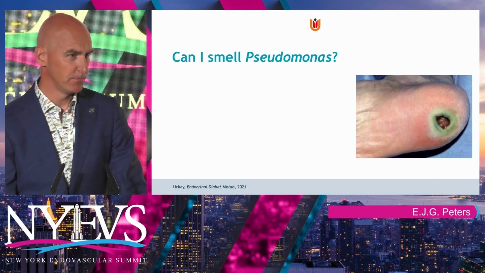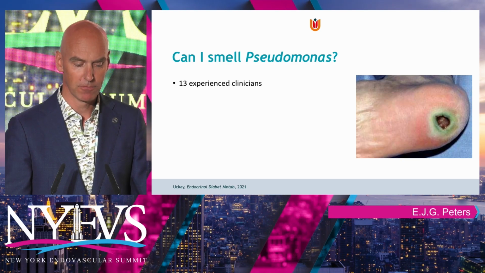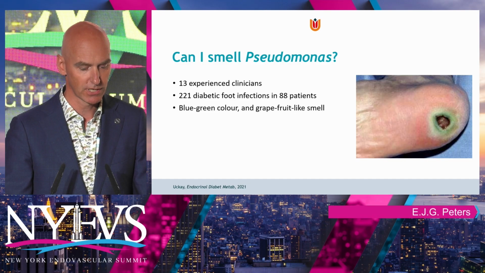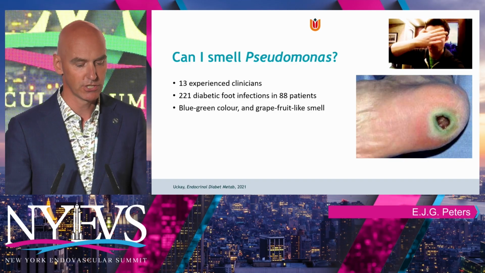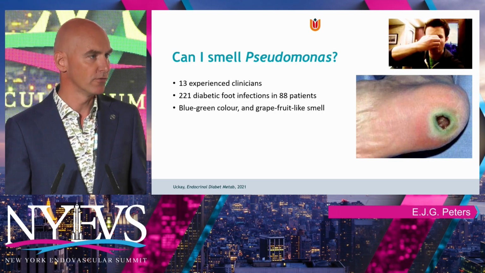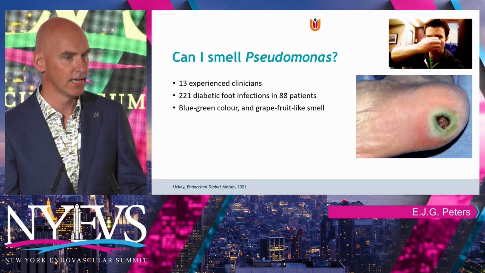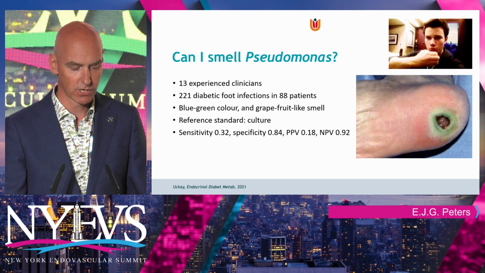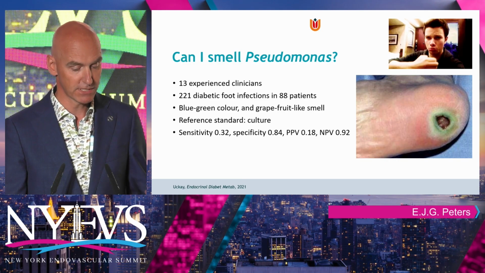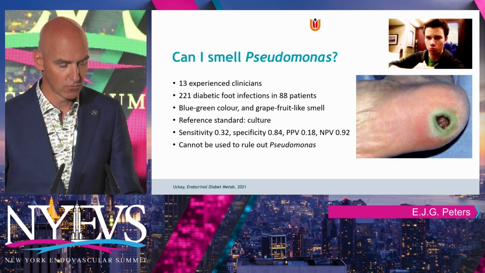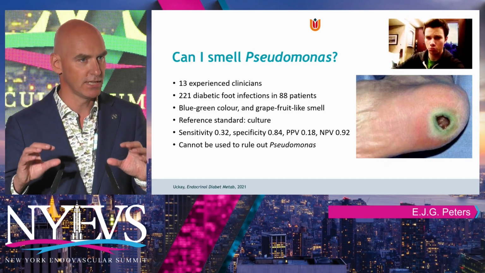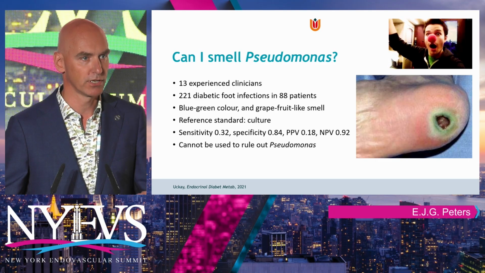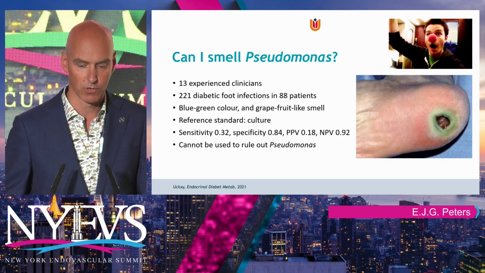Another funny study that I thought might be interesting: can I smell Pseudomonas? Most people will say, well, if I can identify patients with Pseudomonas. They studied that in Switzerland, where they looked at 13 experienced clinicians who then judged if they thought that there was Pseudomonas in the wound by that blue greenish hue in the wound and a grapefruit-like smell. The reference standard was culture. The sensitivity was really low, but the specificity was high. So that means that you cannot use it to rule out Pseudomonas. But if you see that greenish hue, then it's likely that you have to change your empiric antibiotic regime to a regime that includes Pseudomonas.